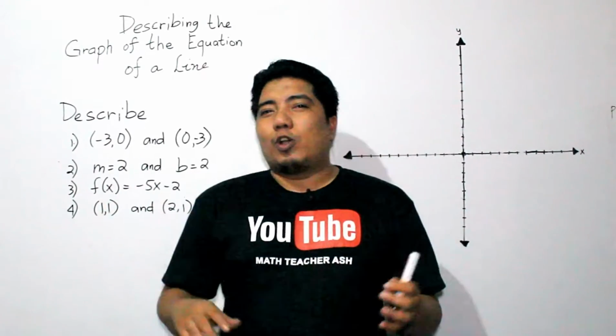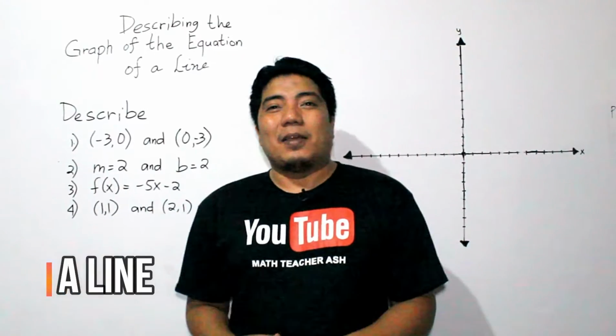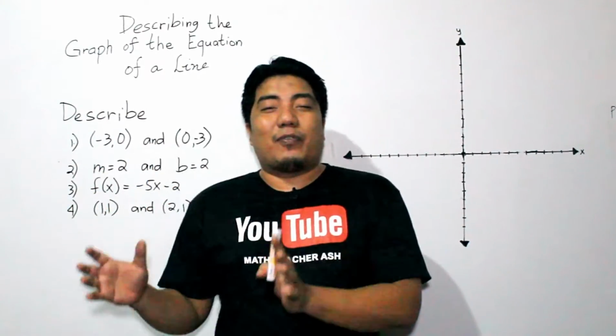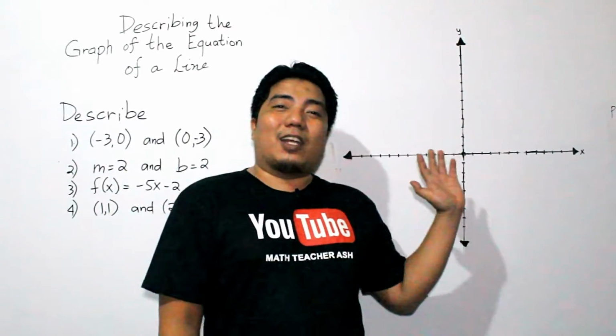Describing the graph of a linear equation is very easy. Why? Because all the graphs of linear equations are lines, right? That is why it is called a linear equation, because when you graph a linear equation, it will always form a line in the Cartesian plane.